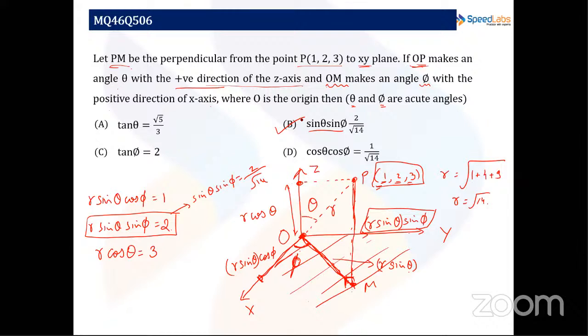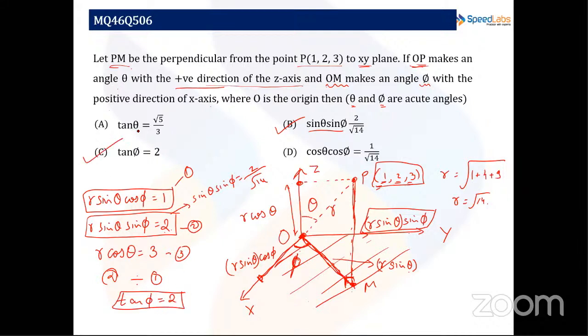Now we need to find tan phi. So we can divide these two equations. Let's name them 1, 2, and 3. So when you divide equation number 2 by equation number 1, so 2 upon 1, r sin theta will be cancelled out. Sin phi upon cos phi will be tan phi. So tan phi equals 2. So our option number C is correct.